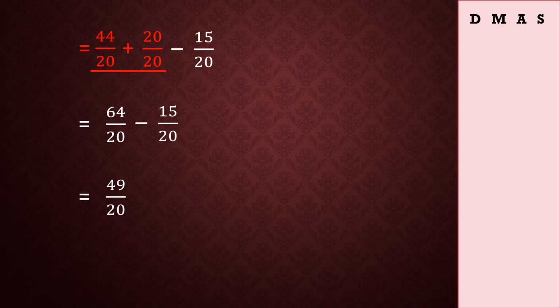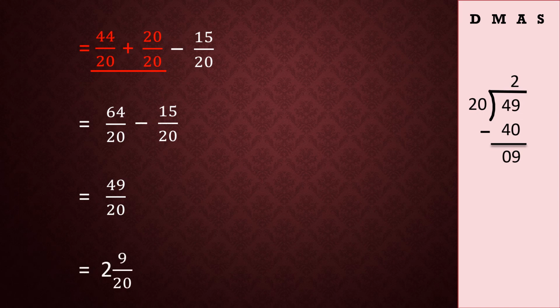See, 49 upon 20 is an improper fraction. So let's convert them into mixed number. So divide 49 by 20. If we divide 49 by 20, we get 2 9 upon 20. So the answer is 2 9 upon 20.